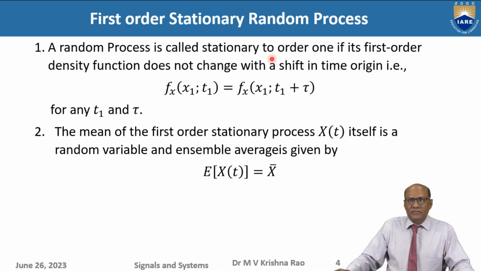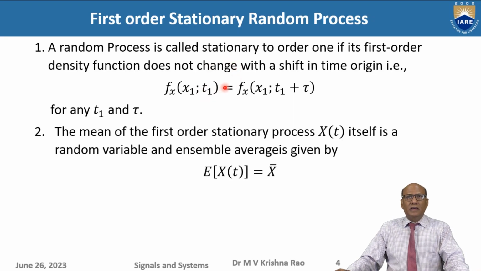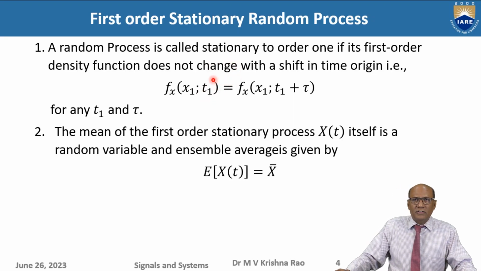So all these things put together characterize a random process. They characterize not only a random process, even a random variable. When we say each time function, I can consider it as a time function, but there is a variable also involved there.